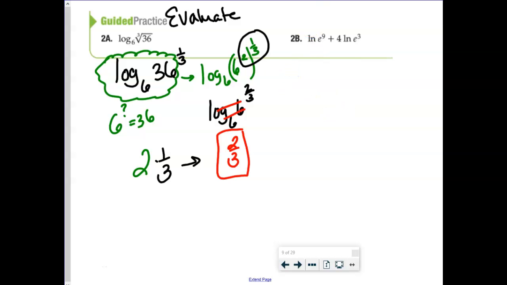Okay, 2B. This is more of my style. This is something that I might see in my no calculator test for sure. Natural log of e to the 9th power. What happens when you apply a natural log to a base e problem like this? Oh, they cancel out, right? So I'm going to learn from my lesson here, guys. The 9 is going to drop down. And then here, the 4 is still there, but then the natural log and e cancel, and the 3 drops down. So you got 9 plus 12. Children, you have a 21.